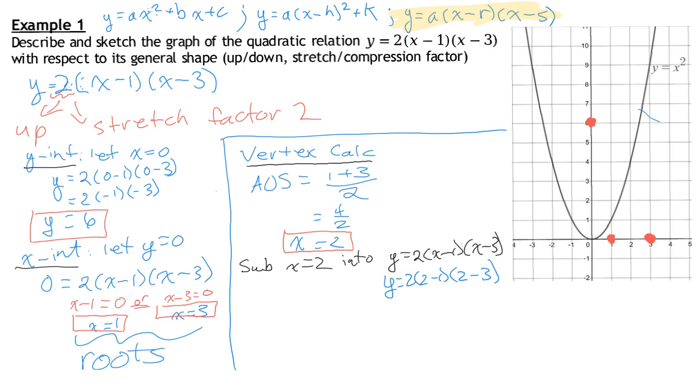When we simplify, we end up with y equals 2 times 1 times negative 1, which ends up being y equals negative 2. So now that we know that when we sub in x equals 2, we end up with y equals negative 2, therefore the vertex is (2, negative 2). Now let's plot that on our graph. And there is our last point for our graph.